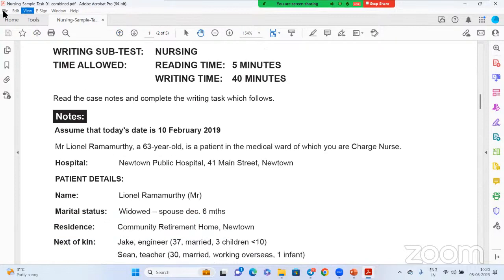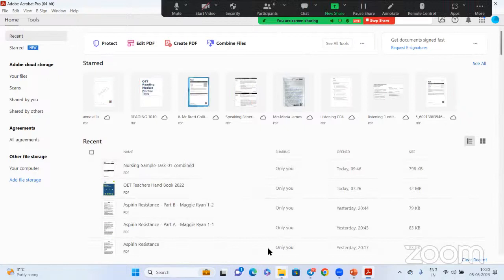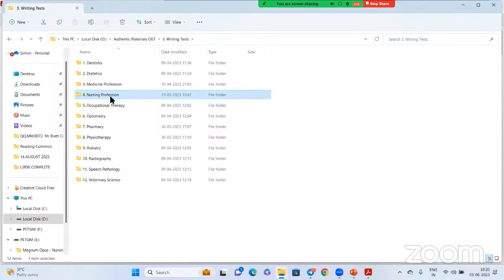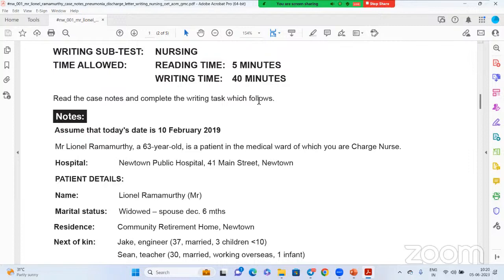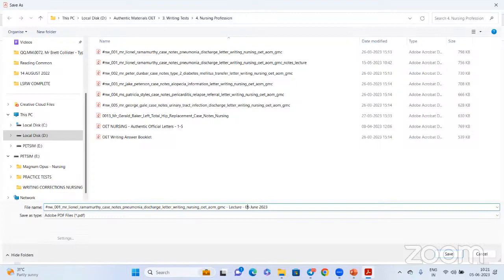So here it is. File, save as. Here is the letter. File, save as lecture, 5 June 2023. Okay, so this is the notes which we are going to use now.